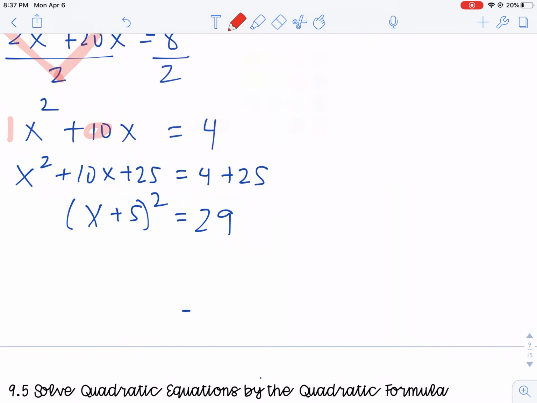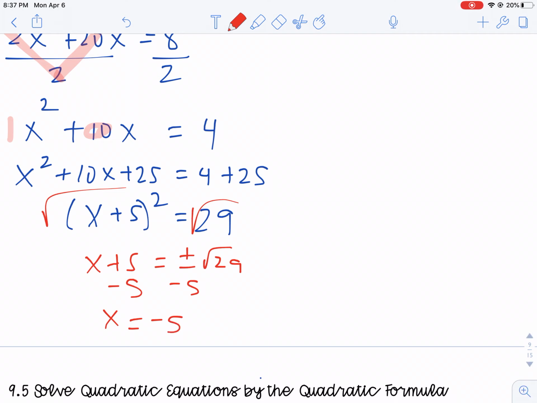Okay, now we're at the step where we can take the square root of both sides. So we would have x plus 5 equals plus or minus root 29. We can take away 5 from both sides. So our final answer would be negative 5 plus or minus root 29.